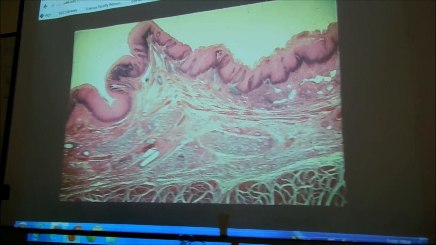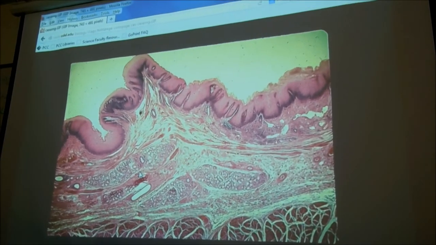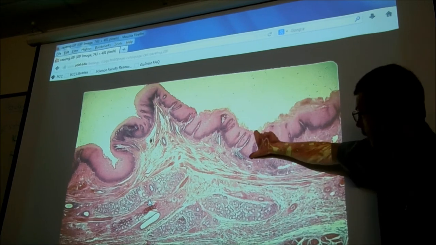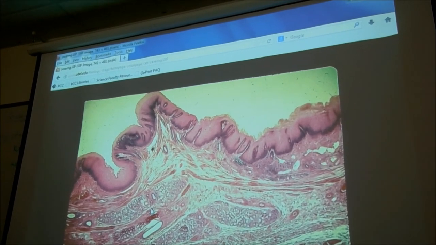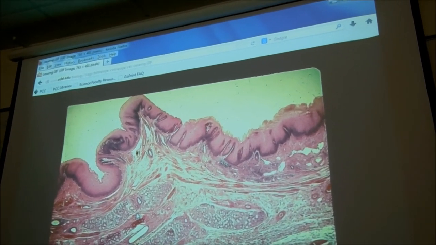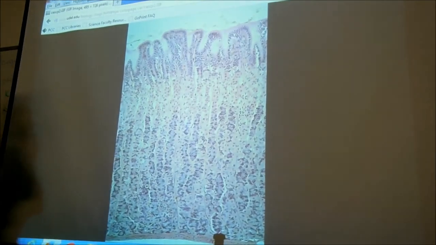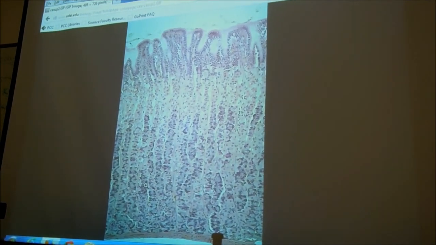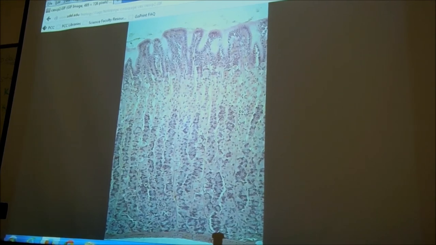I heard one voice in the wilderness. Esophagus. Esophagus. Try to find squamous epithelial tissue. I'm done. Okay? Walk away. Don't make it harder than it is. What organ is this? Not ileum.